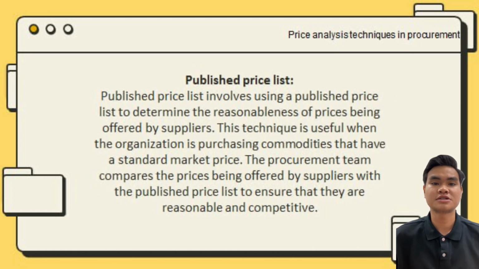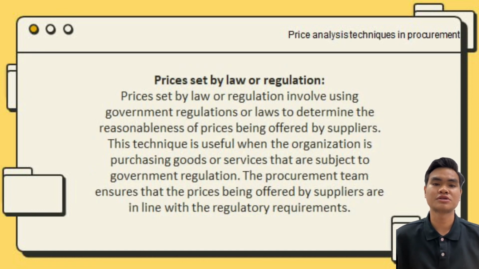After that, a published price list is used to determine the reasonableness of the price being offered by the supplier. This technique is useful when the organization is purchasing commodities that have a standard market price. The procurement team compares the price being offered by the supplier with the published price to ensure that they are reasonable and competitive. Besides, price set by law or regulation involves using government regulation or law to determine the reasonableness of the price being offered by the supplier. This technique is useful when the organization is purchasing goods or services that are subject to government regulation. The procurement team ensures that the price being offered by the supplier is in line with the regulatory requirement.